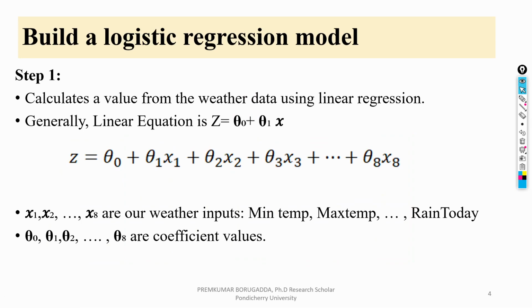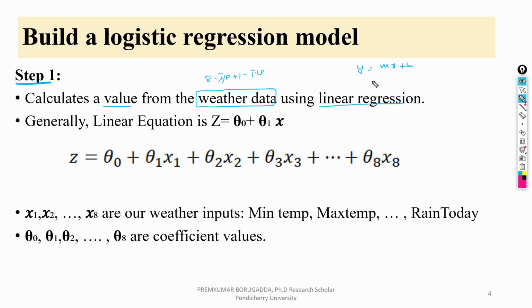So the next concept is building the logistic regression model. How to build the logistic regression model? Step 1: calculate the values from the weather data. The weather data contains 8 independent variables plus 1 target variable. From this data we have to calculate the values by using linear regression. So what is linear regression? y is equal to mx plus b.